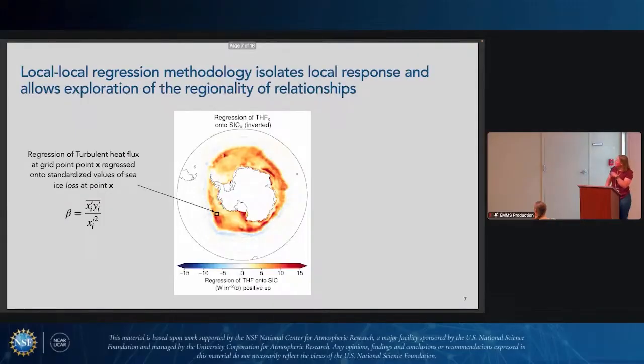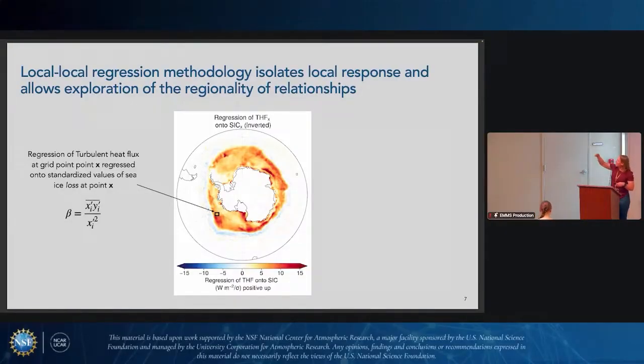So for the observational results, I'm using a local regression methodology, which is simply a grid point by grid point regression analysis, where, for example, this map here is a regression of turbulent heat flux at each grid point onto sea ice loss at each grid point, which is just inverted sea ice. I do it onto sea ice loss because we're interested in what the change in turbulent heat flux is based on a decrease in sea ice.